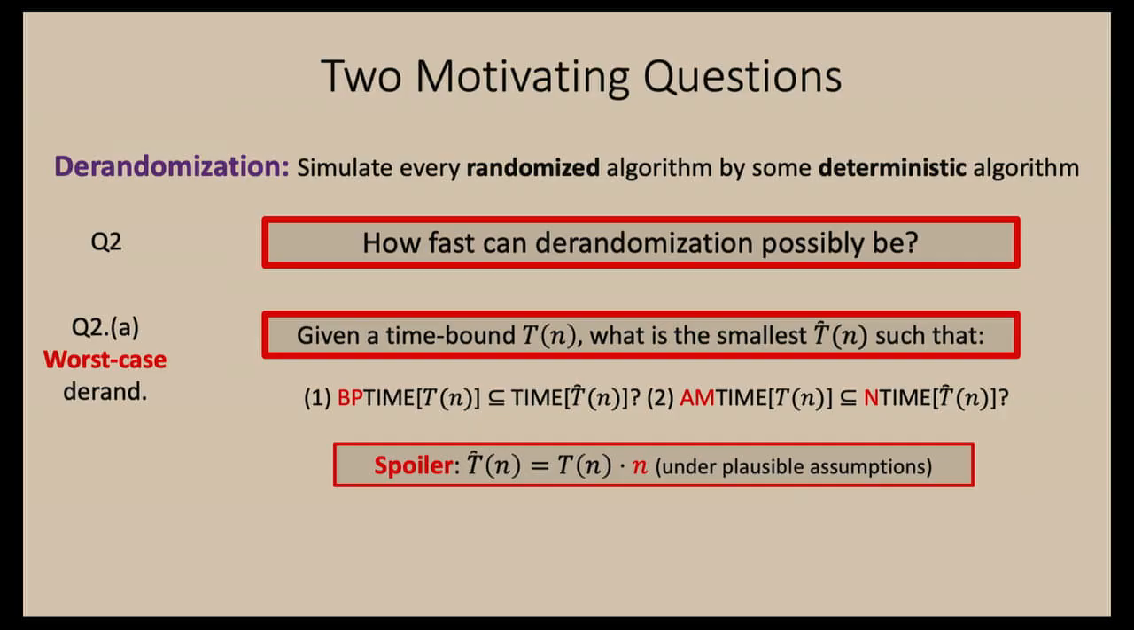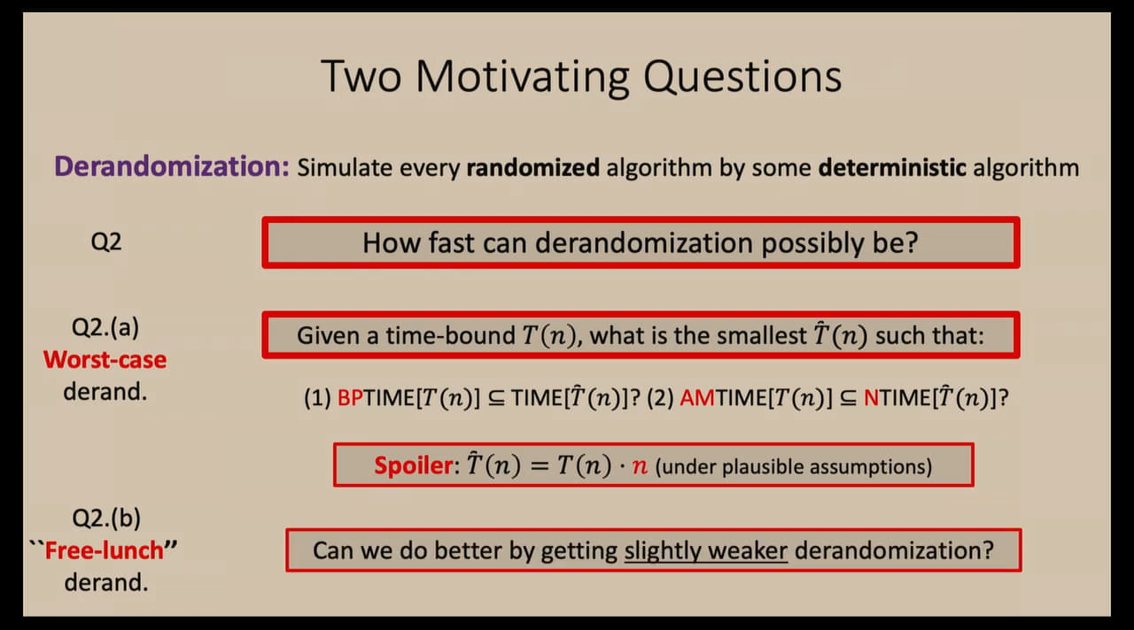Given this spoiler, an overhead of n is great, but can we do faster? We can also ask what we can really get if we don't want to make any overhead. In this case, we may have to sacrifice a bit and get a slightly weaker generalization. So the second question is, can we do better by getting slightly weaker generalization? I'll explain what it means in the next slide.